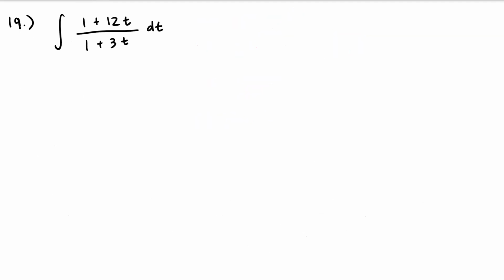For number 19, we have the integral of 1 plus 12t all over 1 plus 3t times dt. So if you read the hints for this question, it says to use polynomial long division. And so I'm going to draw my little division bar. On the outside, I'm going to put 3t plus 1. And on the inside, or underneath my division bar, I'm going to put 12t plus 1. So the way that polynomial long division works is I want to ask myself, what am I multiplying to 3t in order to get 12t? So the value that makes that work is 4.